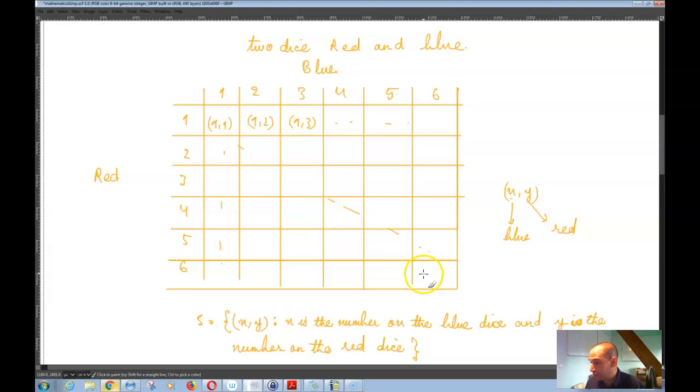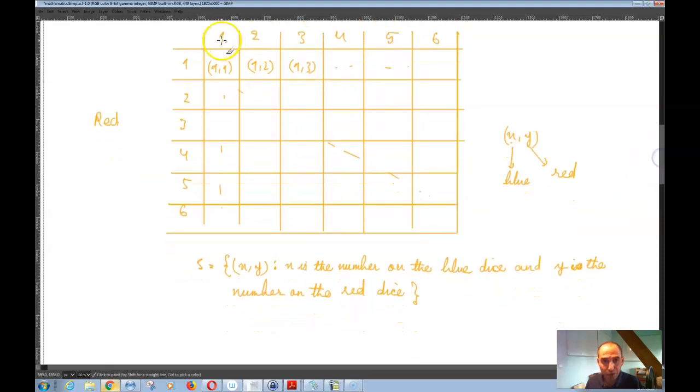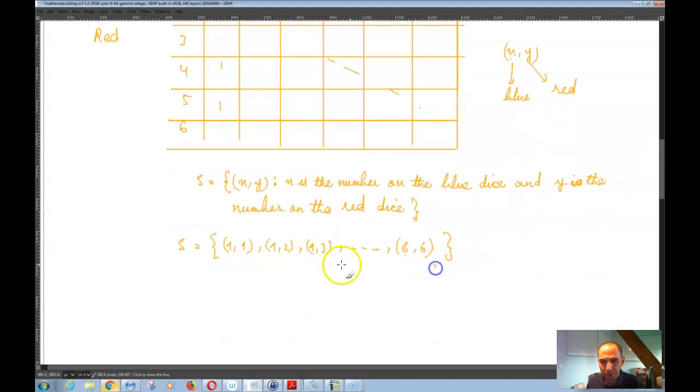And the number of elements of this sample space is 6 times 6, which is equal to 36 elements, and the sample space is given here. You can of course keep writing these elements as, for example, S is equal to (1,1), (1,2), (1,3), all the way up to (6,6), and you would have basically 36 elements here. And that's basically the whole story.